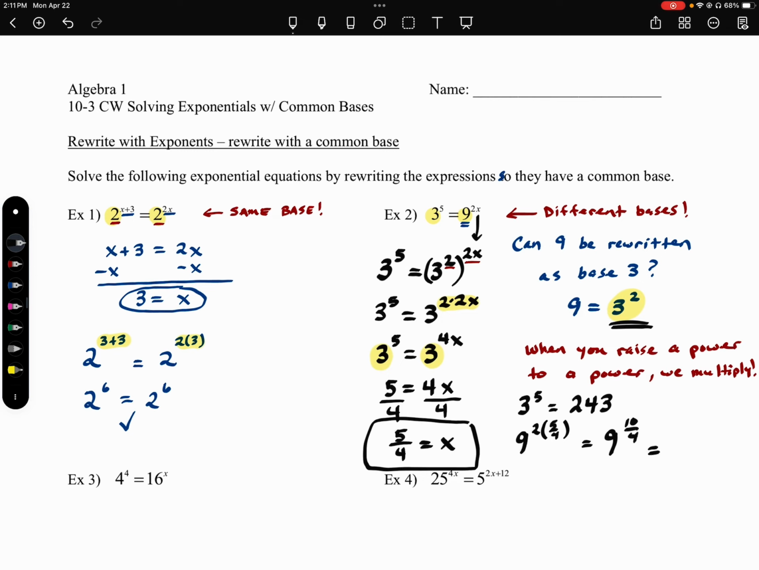If you type that into your calculator, I'll let you go ahead and do it. What you should end up with is also 243. So we know that this answer is correct because we get the same value on both sides of the equation. All right, so this is problems 1 and 2 from our 10-3 solving exponentials with common bases notes. You can look to the next video for the next example problems.